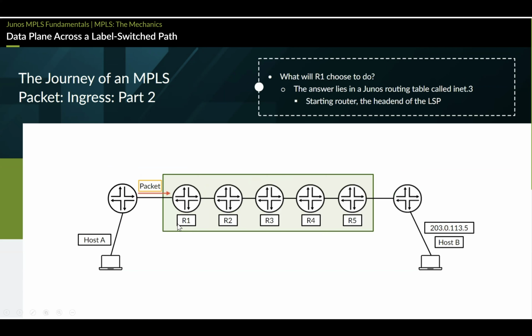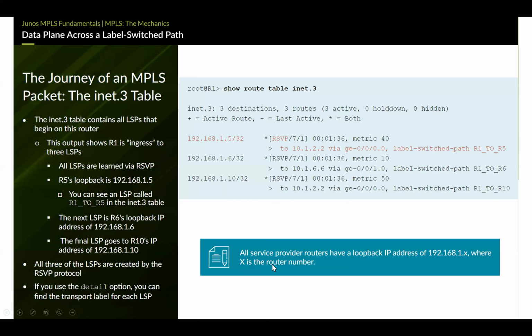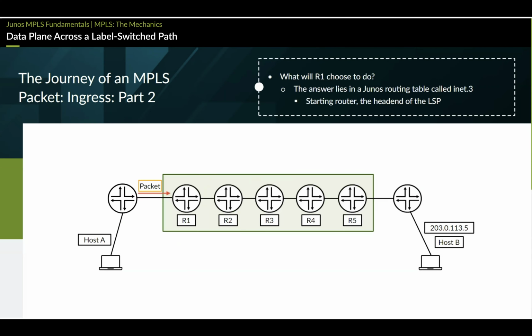Ingress, that is part two. After getting this packet and inserting the label, this router swaps the label, then this router pops the label and sends the packet on to the customer. So this is the entire journey basically.